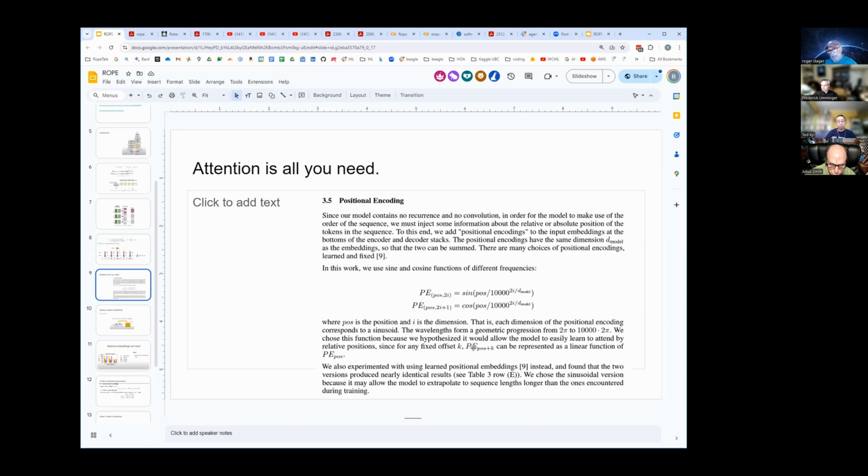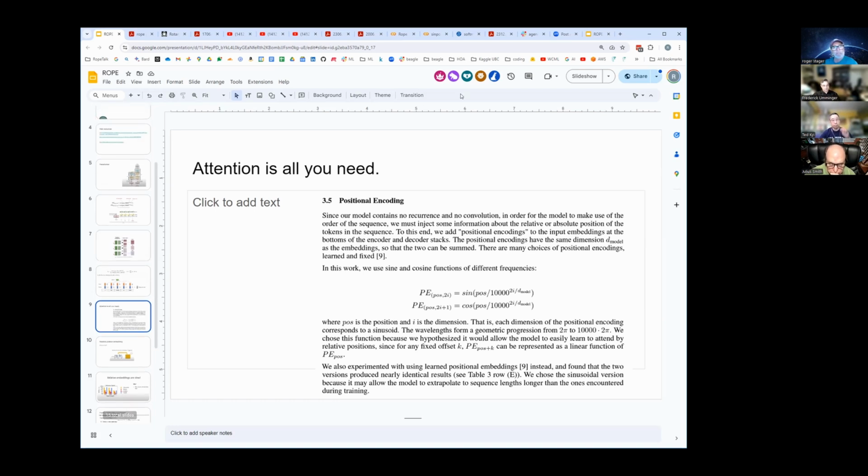I guess I haven't worked through this math in my head, but apparently it is a little more difficult to learn this type of relative positioning as opposed to RoPE, that we'll see later on, that learns better.